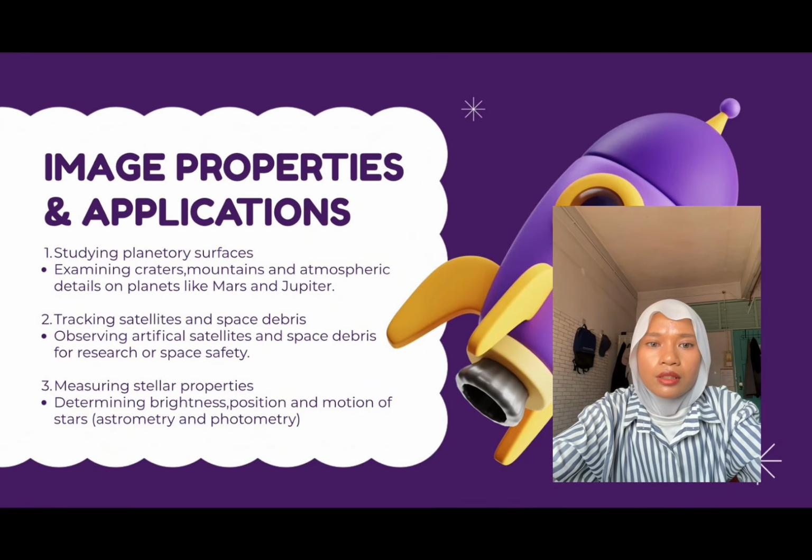Using image data, scientists can closely examine features like craters, mountains, and even atmospheric patterns. For example, detailed images of planets such as Mars and Jupiter help researchers understand their composition and environmental conditions. Next, tracking satellites and space debris: images allow scientists to monitor artificial satellites and detect space debris orbiting Earth. This is important for both scientific research and ensuring the safety of spacecraft by avoiding potential collisions.